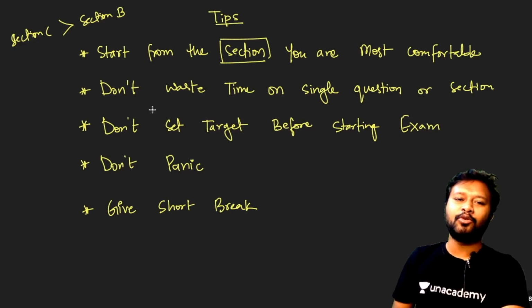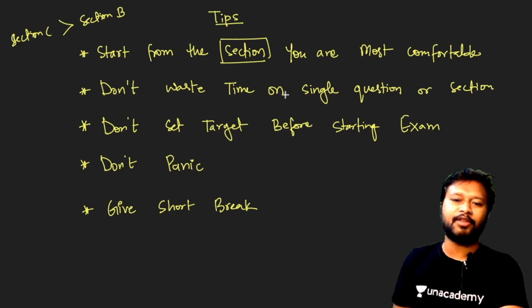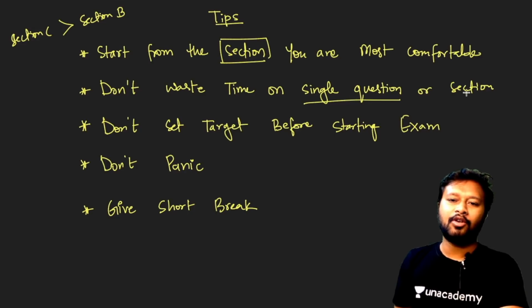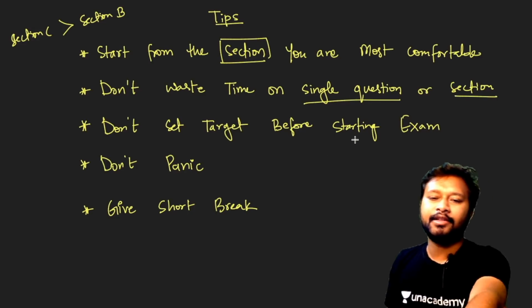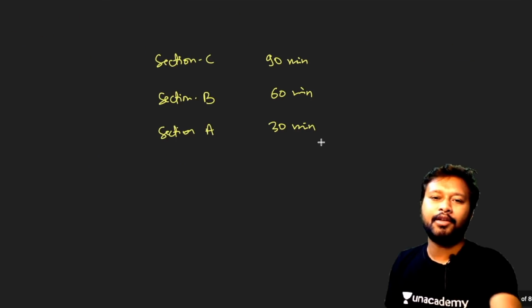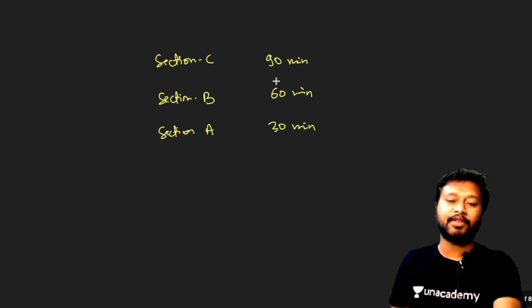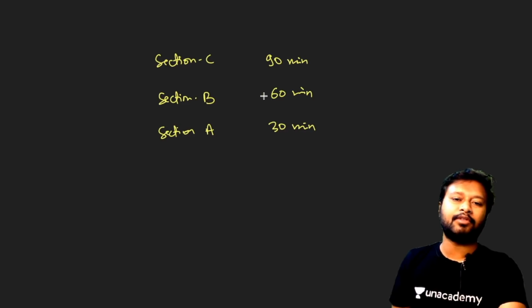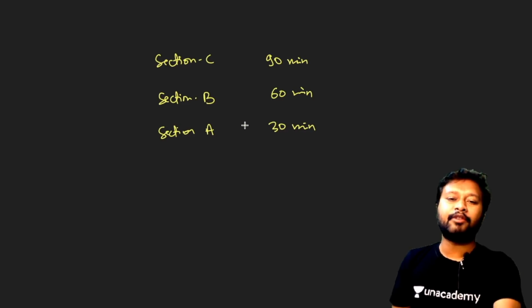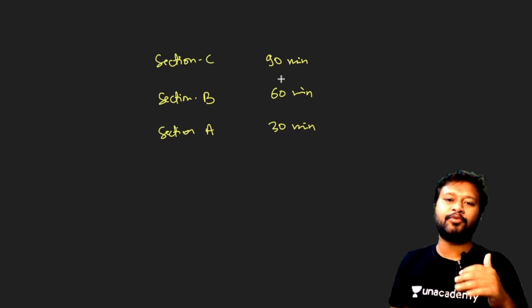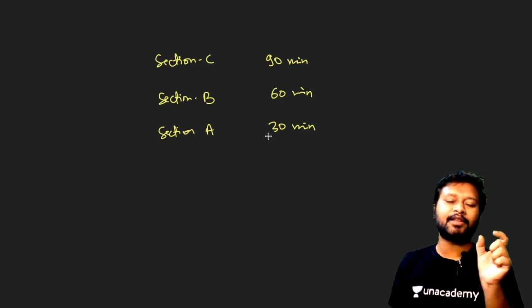Second thing is that don't waste your time. Okay, don't waste your time on a single question or on a single section. As I said, you should give a proper timing to a particular section. So don't waste more time on a particular section. Don't think that okay, I'll give 2 hours for section C and then I'll give the rest of the time to B and A. That will not work. Okay, you have to divide the time and you have to be precise about questions.